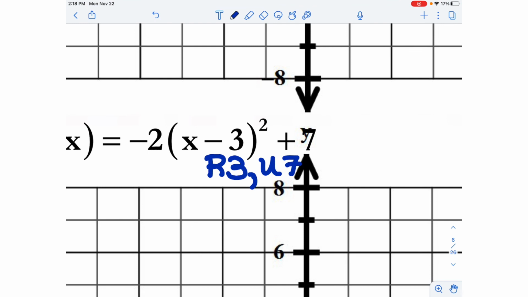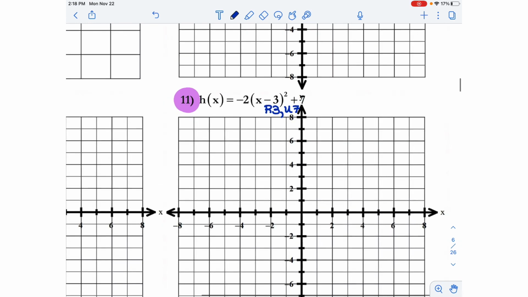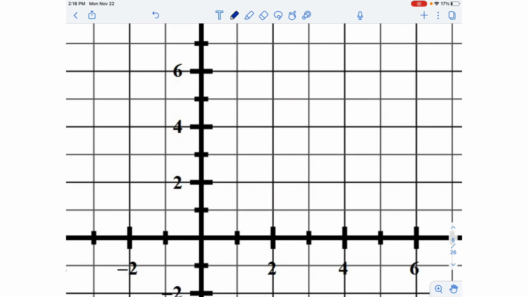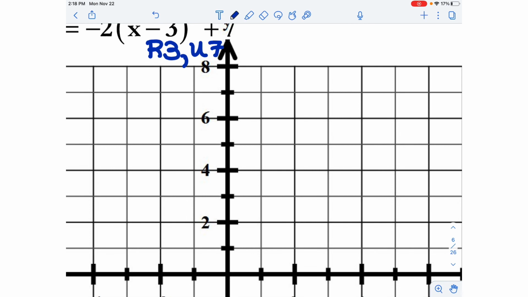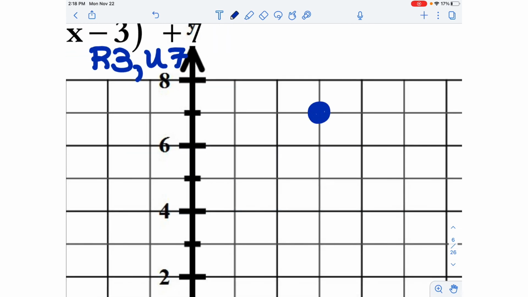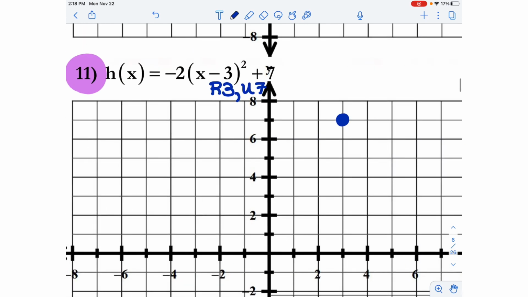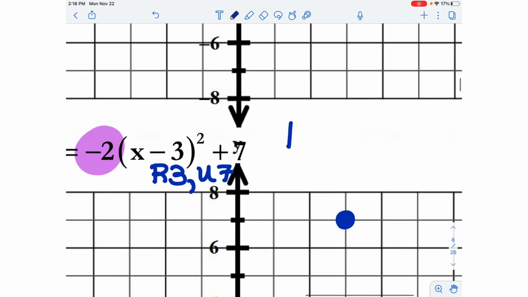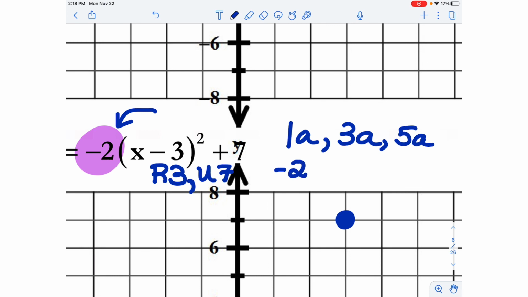Okay, so the right 3 is from the inside and the up 7 is from the outside. So if I move right 3 and I move up 7, that's right here. And that's my new vertex. So from there, I'm going to do 1A, 3A, 5A. The A is -2. So I'm going to take the numbers 1, 3, and 5 and multiply them all by -2. Okay, so that's going to be -2, -6, -10.